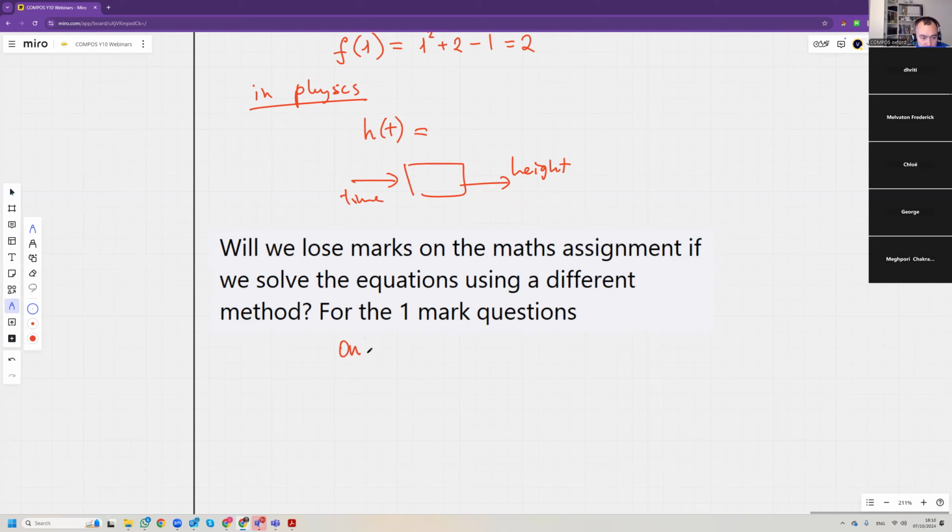Only if the question requests a specific method.